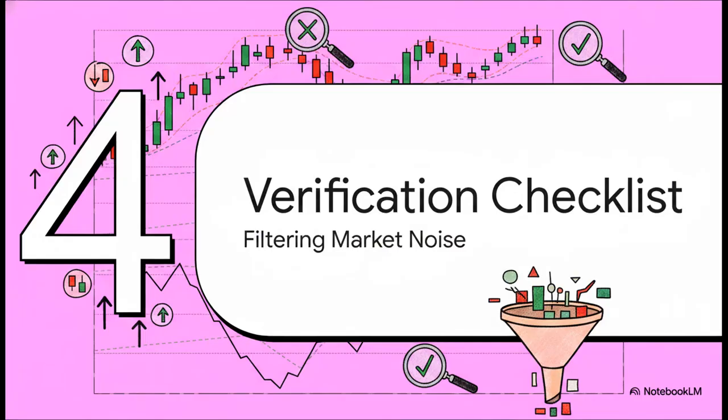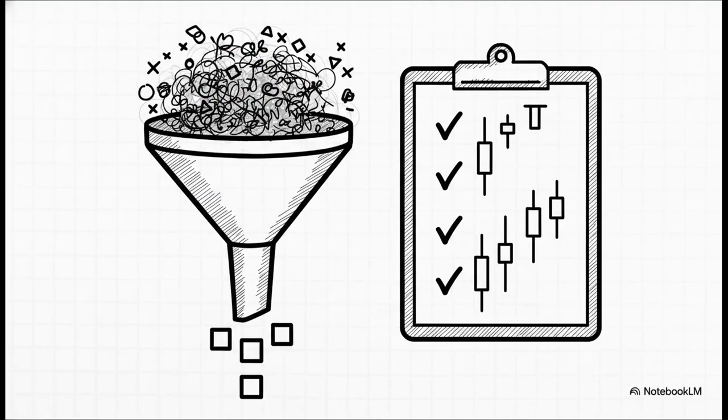Section 4. High Probability Verification Checklist. Filtering out the market noise. Now, obviously, not every single down-close candle on your chart is a massive institutional footprint.